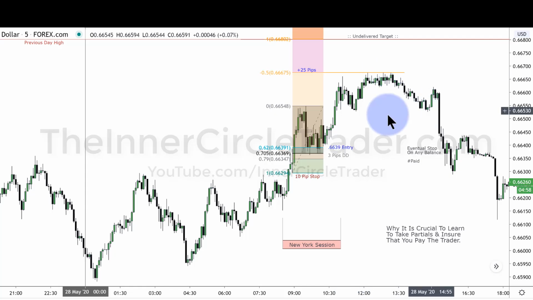Consolidates and breaks down. This, after trading down to here, would have eventually stopped you out, even on the initial entry down here. You would have trailed your stop loss up right below these lows. You would have gotten stopped out at that point. So any partials that would have been left in the marketplace to try to get to the previous day's high, which is over here, that previous day's high coming in at 6680 and 2 pipettes is an undelivered target.